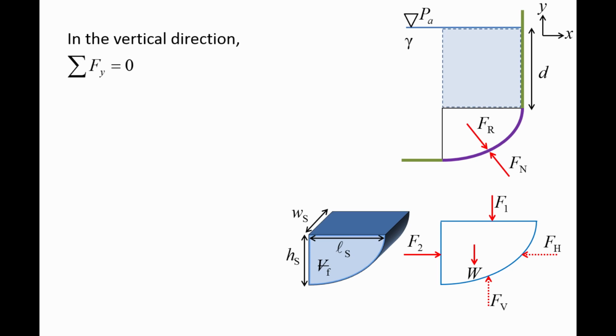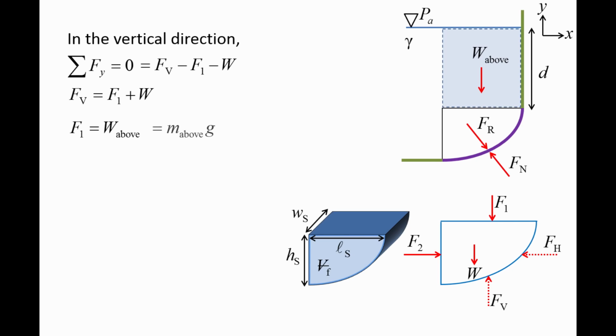The sum of the forces in the y direction is also equal to 0. So Fv minus F1 minus W is equal to 0. Rearranging the equation, we find that Fv is equal to F1 plus W. F1 is the pressure force due to the weight of the fluid directly above the isolated fluid body.